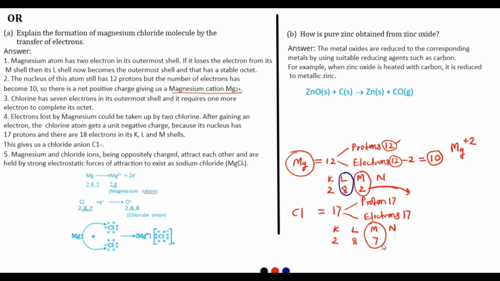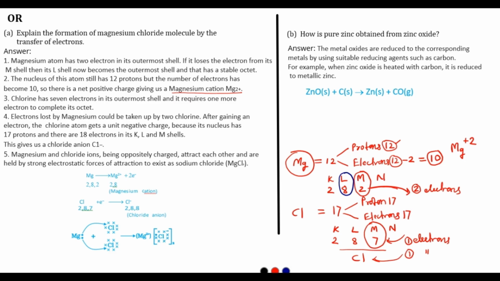So Mg is losing 2 electrons and one Cl can take 1 electron. So what are we going to do? We are going to take 2 Cl. So this is 1 Cl. We will take one more Cl and this also can take one more electron. And therefore Mg combines with 2 chloride ions to give MgCl2.